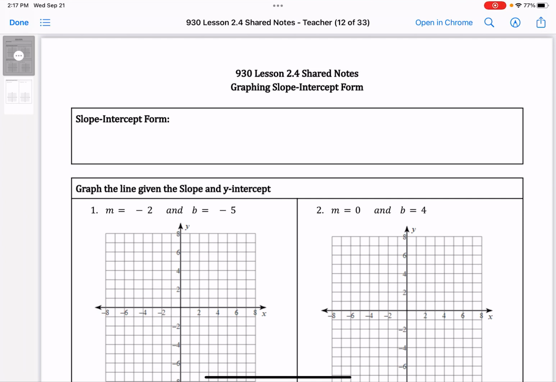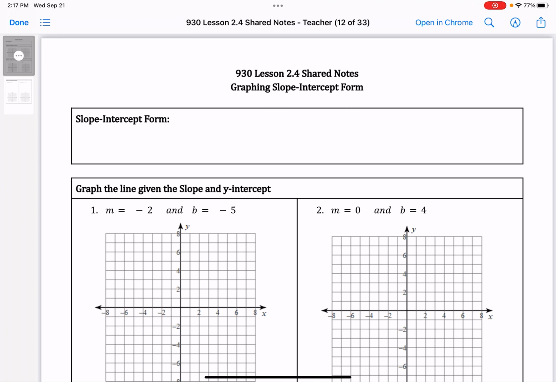So our next lesson here in Unit 2 in 930 is going to be about graphing lines. So we've talked about intercepts, we've talked about slope. So now we're going to put some more pieces together and see if we can find a pretty quick and easy way to graph an equation of a line using a couple pieces of key information.